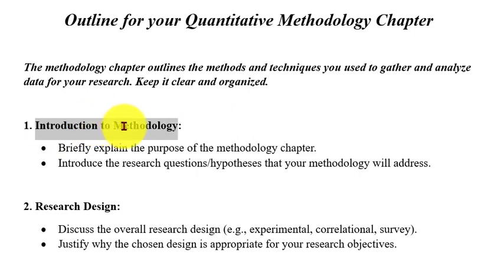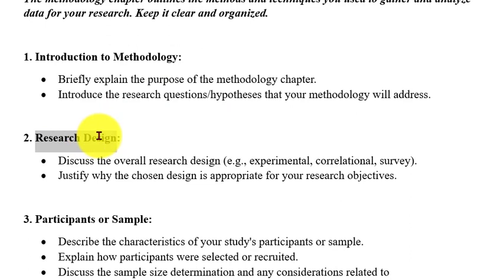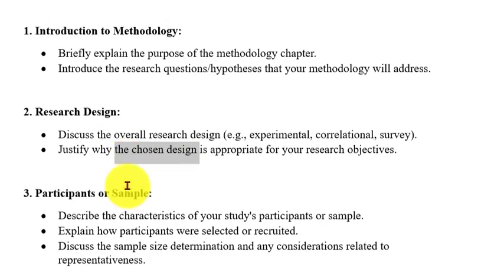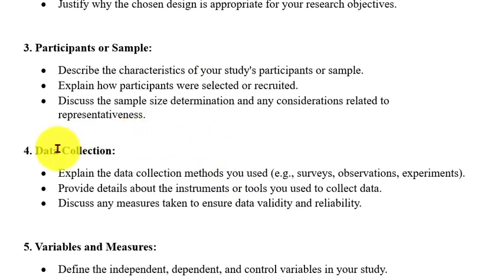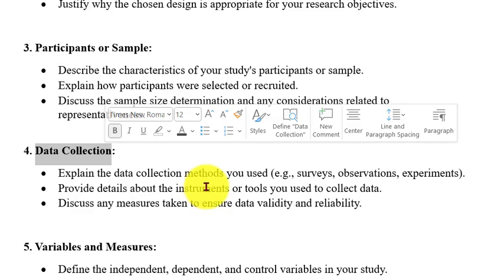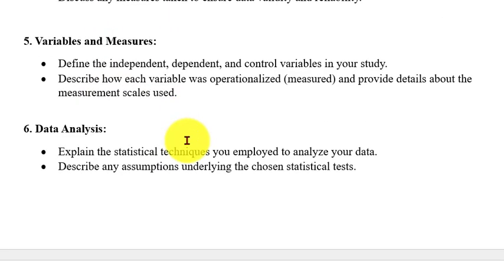Number 1, introduction to methodology. Explain what you're doing, what you're looking for. Number 2, research design. What kind of research design are you going to use, right? So correlational surveys, experimental, longitudinal, that kind of stuff. Justify why you picked this, and you're going to describe the participants. In other words, who is going to take your survey? Who are you researching? You're going to collect the data, and that usually means surveys. And then identify your variables and your measurements. Those come from the surveys, usually. And data analysis, which test are you going to run and why?